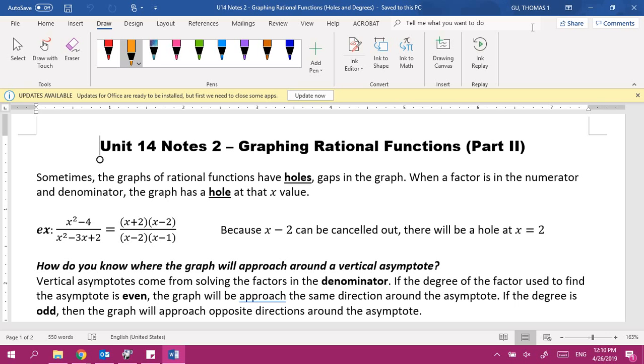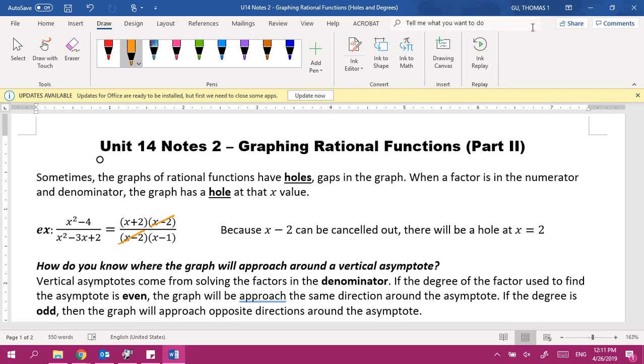Now, do you notice a common factor in the top numerator and the bottom? What's the common factor? x minus 2, right. And because this is a fraction, we can cancel those out because we see it on the top and the bottom, right? But because we can cancel the x minus 2 out, that means there's going to be a hole at x equals 2. Why is it x equals 2?